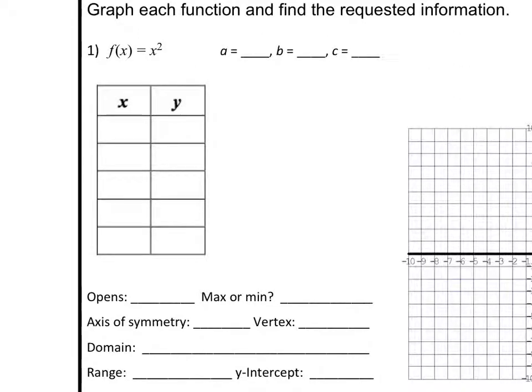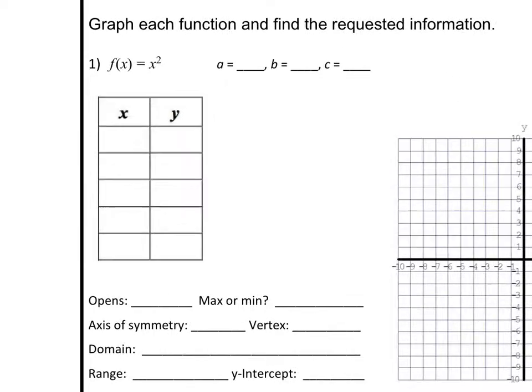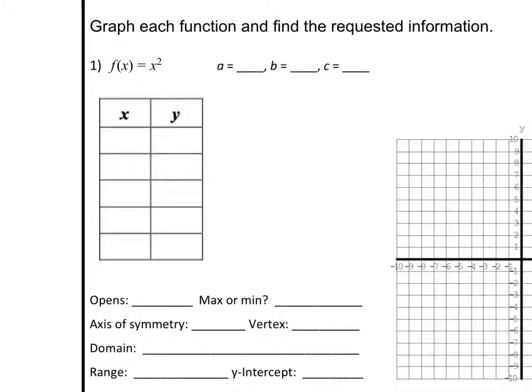By filling in the same information we did yesterday. F of x is just the same thing as y. So don't be freaked out when you see that. This is the same thing as y equals x squared. It's just another way to write the output.